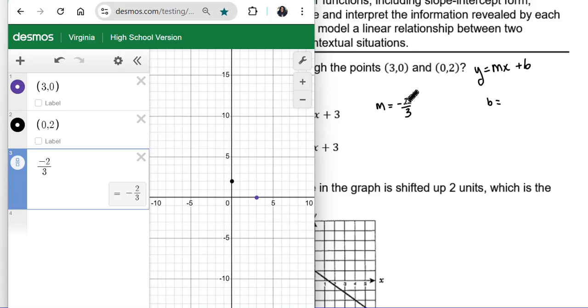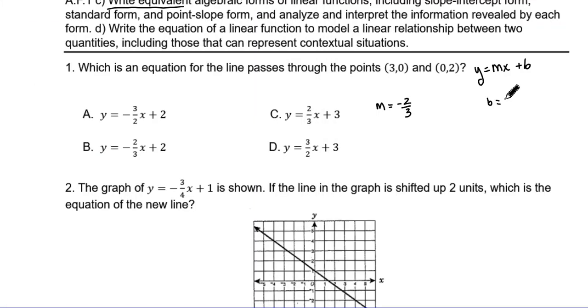And then the y-intercept is where it crosses the y-axis. So right here, that's 1 point, so it definitely touches it at 2. So I'll go ahead and grab that. Okay, so my equation is going to be y = -2/3 x + 2.